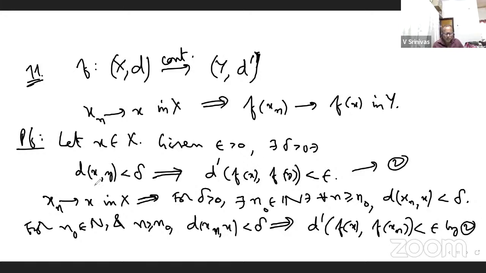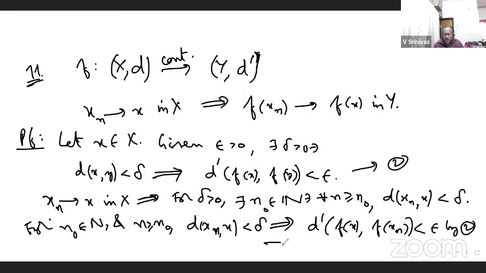Now in place of y I want to take xn. d of xn comma x is the same as d of x comma xn, I can interchange x and xn. So in place of y I have to take xn, so f of xn comes here, f of x comes here. From this step, I get that the distance d dash between f of x and f of xn is less than epsilon. So I started with an arbitrary positive epsilon, and corresponding to that, I can choose an n naught coming from this convergence, such that whenever n is greater than or equal to n naught, the distance between f of x and f of xn is less than epsilon.